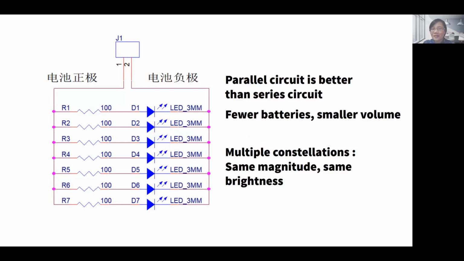It seems these two kinds of circuits are okay, but actually in practice, the parallel circuit is better than the series circuit because the parallel circuit needs fewer batteries and has a smaller volume. And if they want to do more constellations, such as two constellations, it's easy to get the same brightness for the same magnitude, and so on.